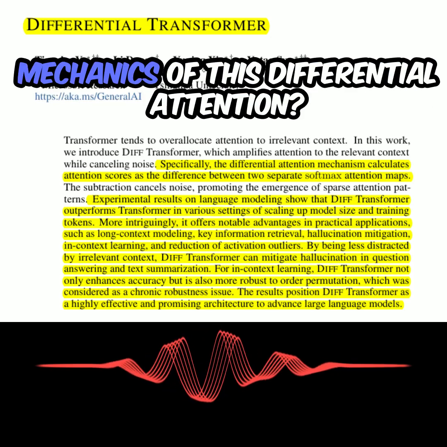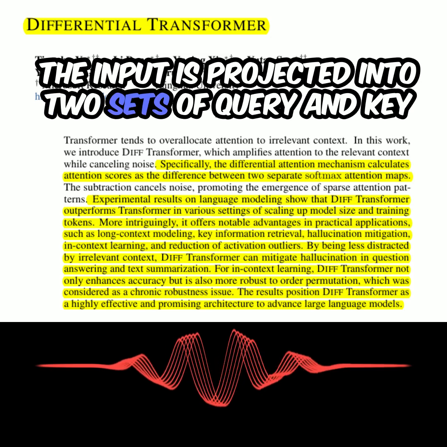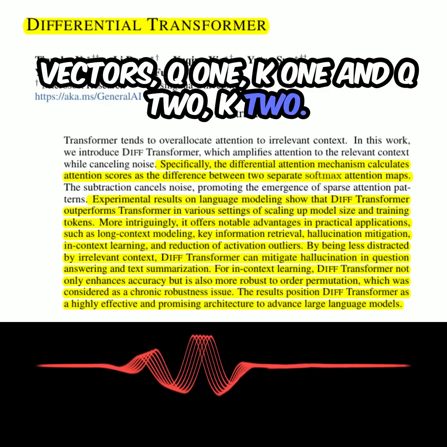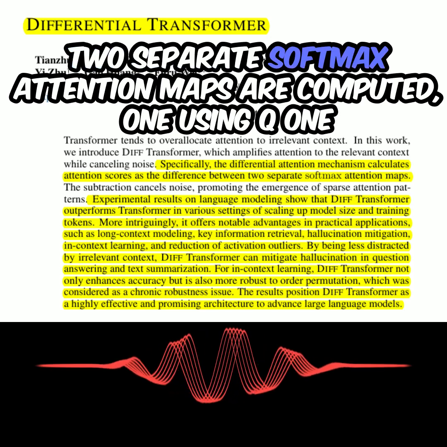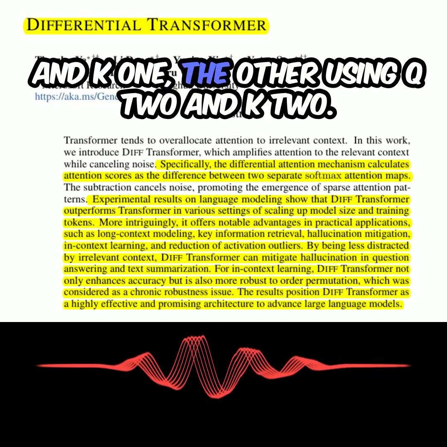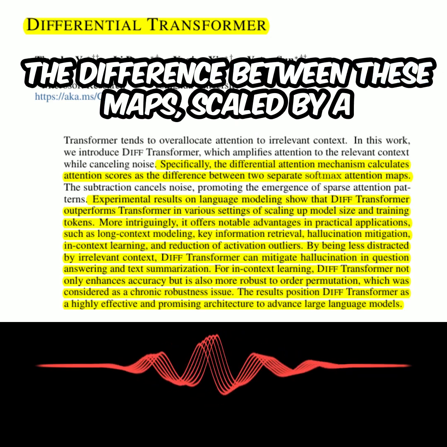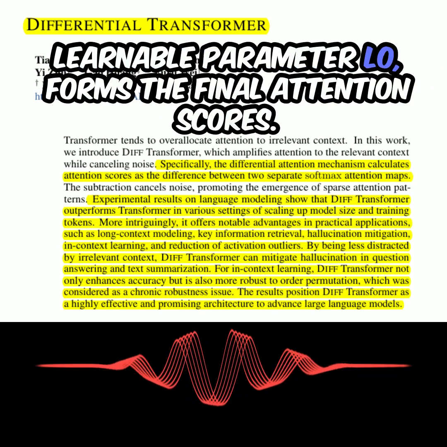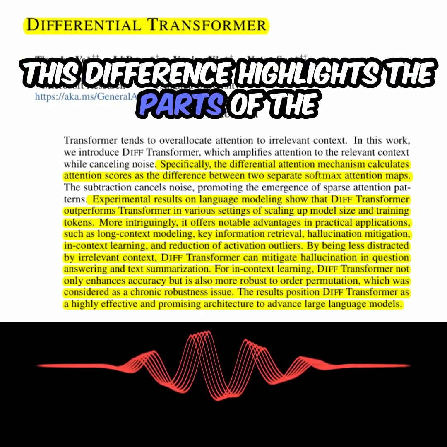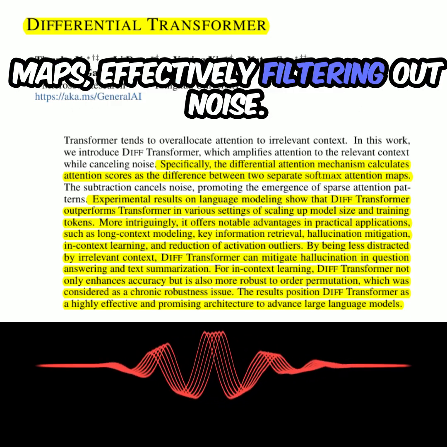Can you elaborate on the mechanics of this differential attention? The input is projected into two sets of query and key vectors, Q1, K1, and Q2, K2. Two separate softmax attention maps are computed, one using Q1 and K1, the other using Q2 and K2. The difference between these maps, scaled by a learnable parameter lambda, forms the final attention scores. This difference highlights the parts of the input that are consistently important across both maps, effectively filtering out noise.